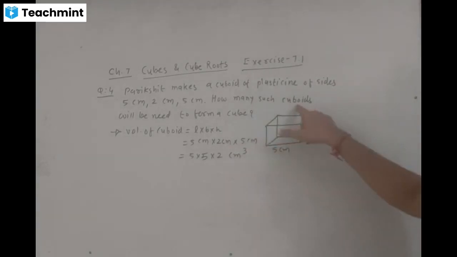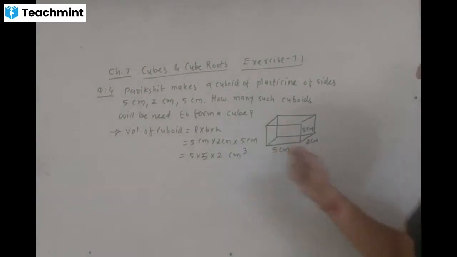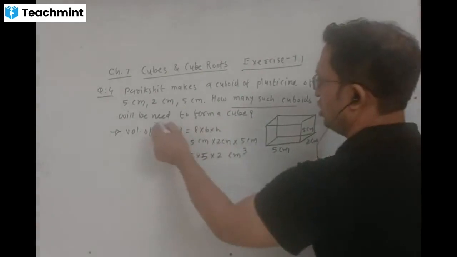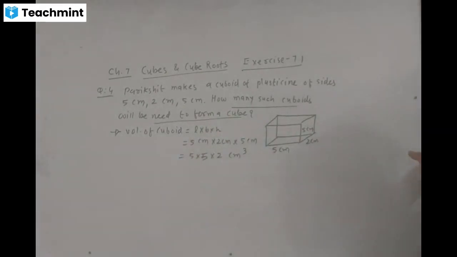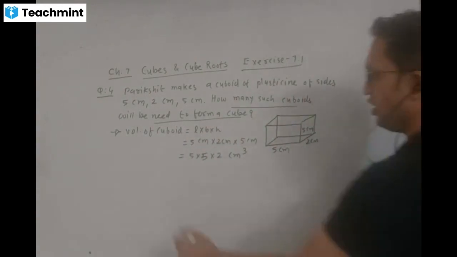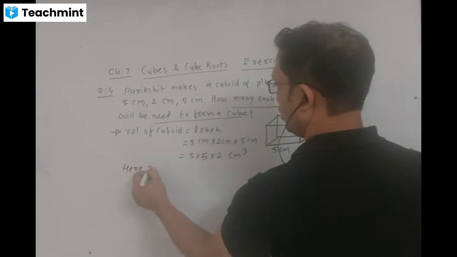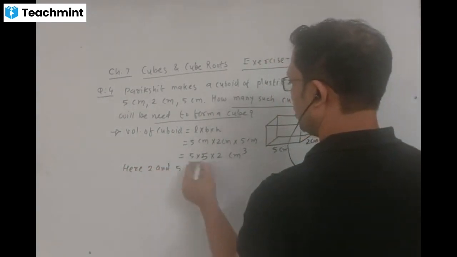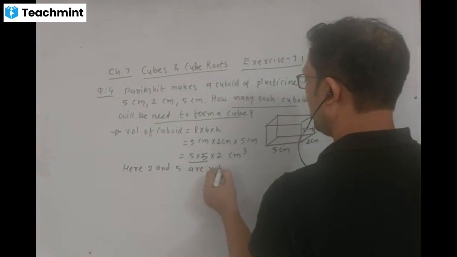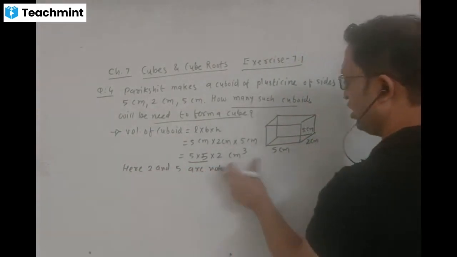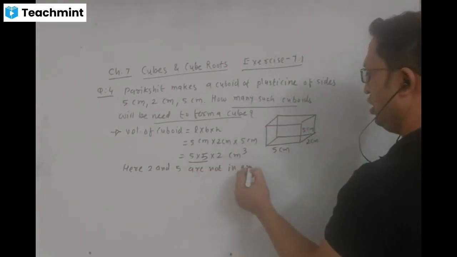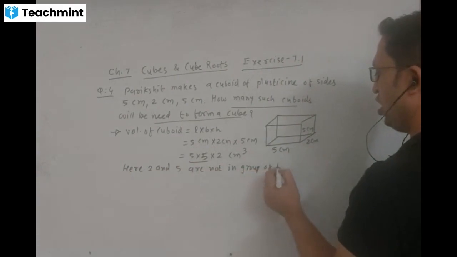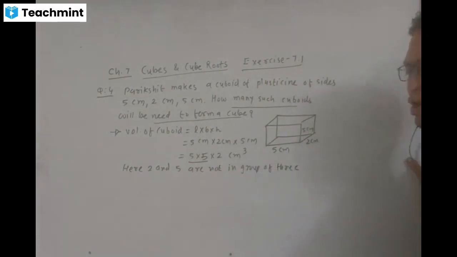How many such cuboids will we need to form a cube? So this should be a cube. How many such cuboids are needed to form a cube? To form a cube means each number is in a group of 3. Here 2 and 5 are not in a group of 3. Therefore, it is not a perfect cube.